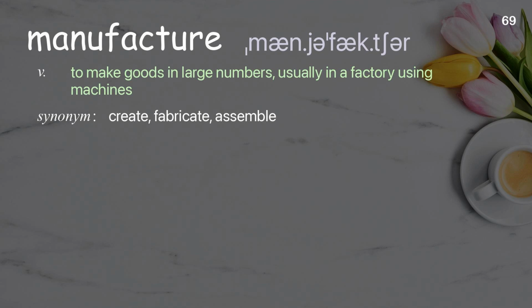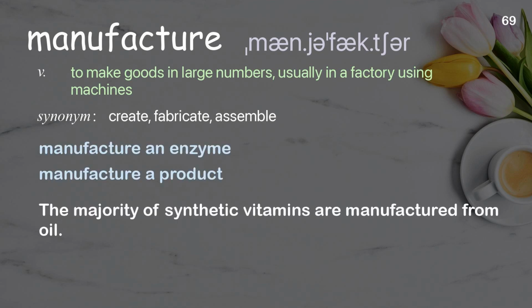Manufacture: To make goods in large numbers, usually in a factory using machines. Examples: Manufacture an enzyme. Manufacture a product. The majority of synthetic vitamins are manufactured from oil.